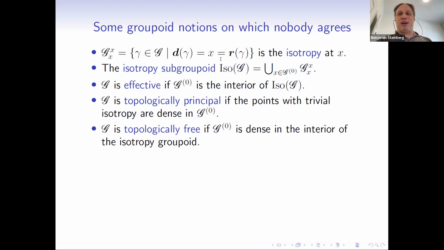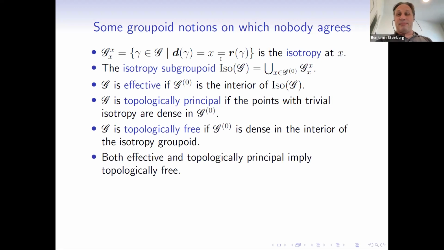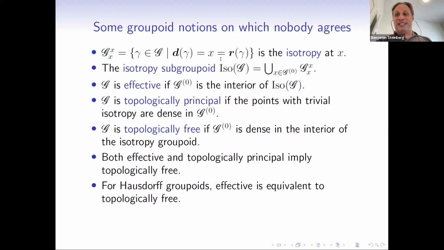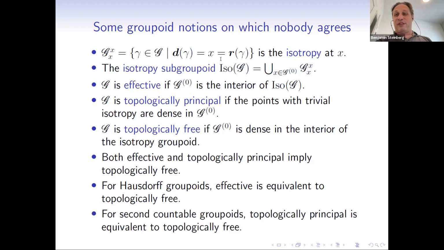And in any given paper, any one of these things can mean any of the other things. Because effective and topologically principal all imply topologically free. For Hausdorff groupoids, effective is equivalent to topologically free. And for second countable groupoids, topologically principal is equivalent to topologically free. So if you live in the world of second countable Hausdorff groupoids, these 3 things are the same. And so what happened is that the terminology is bifurcated and people use them interchangeably. That's why you have to be careful when somebody uses these terminologies to make sure what they're talking about, because these things all diverge if you leave the world of second countable Hausdorff groupoids.